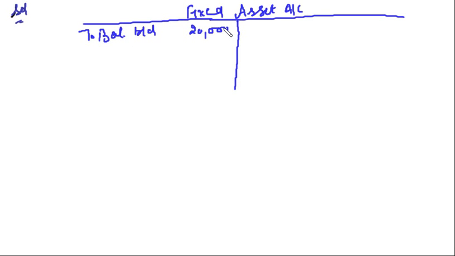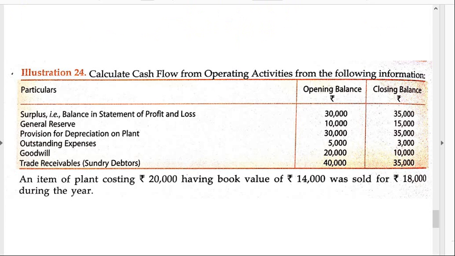Clear? This asset is sold for 18,000, by sale. Journal entry, sale to fixed asset. So I can say by sale 18,000. Now see the question. It says an item of plant costing 20,000 having a book value of 14,000 was sold for 18,000.